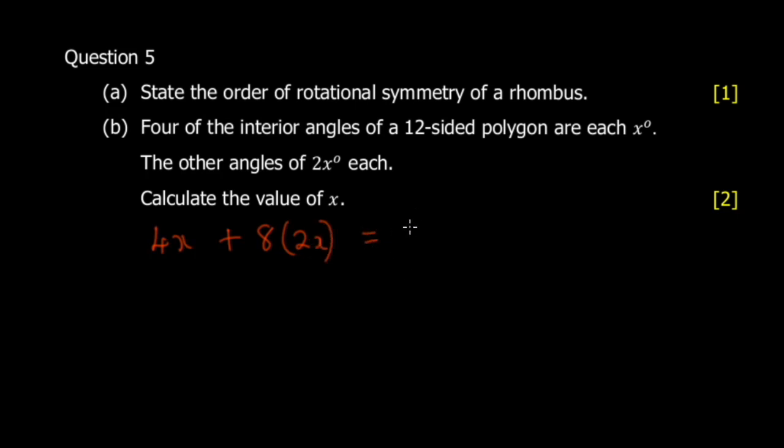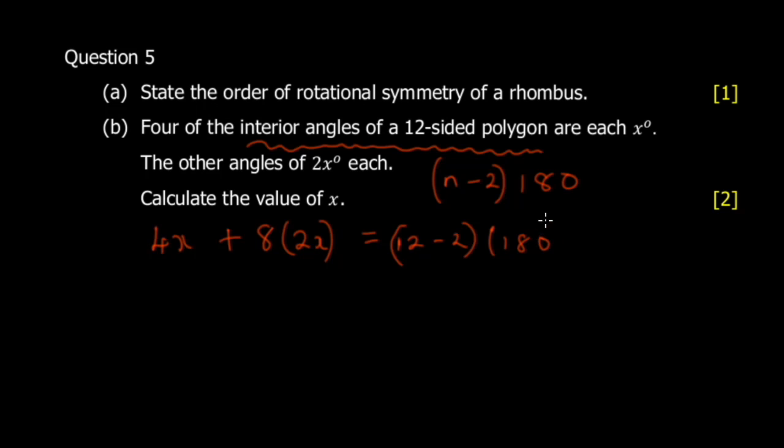But then you have to know what's the total for interior angles of a 12-sided polygon. The total would be what? The total is supposed to be n minus 2 by 180, where n is the number of sides. So n is equal to 12 for our case. So 12 minus 2 by 180, like this.